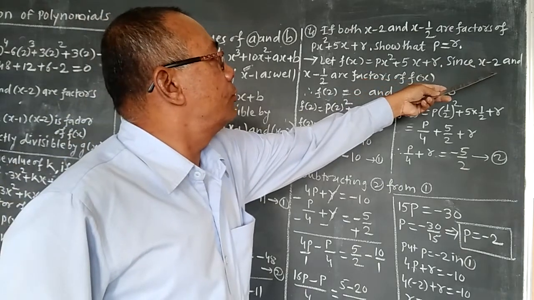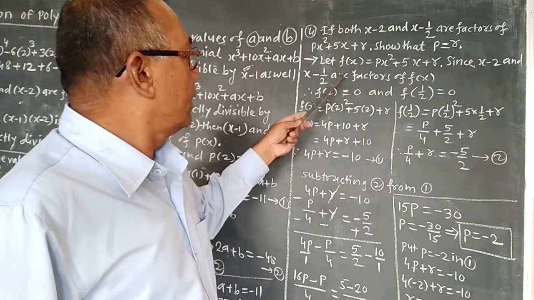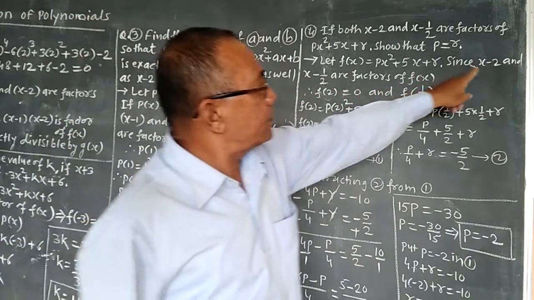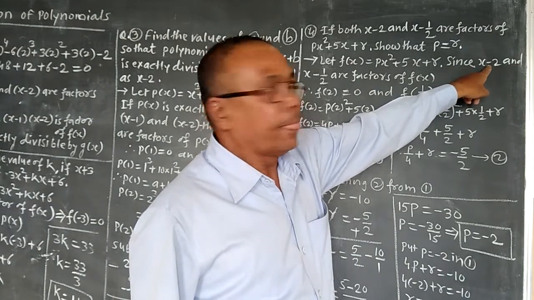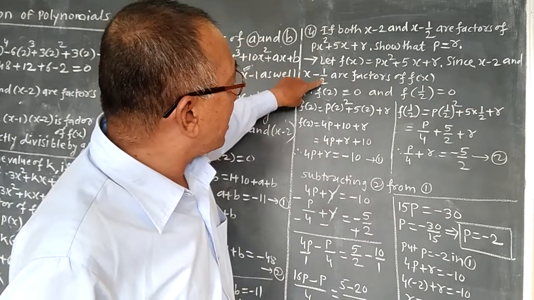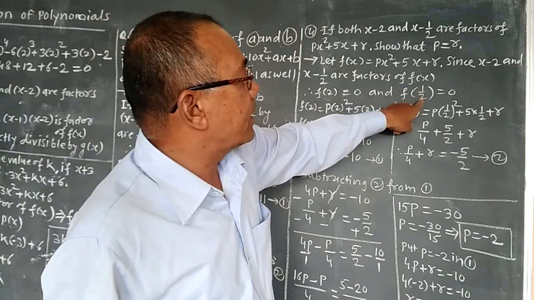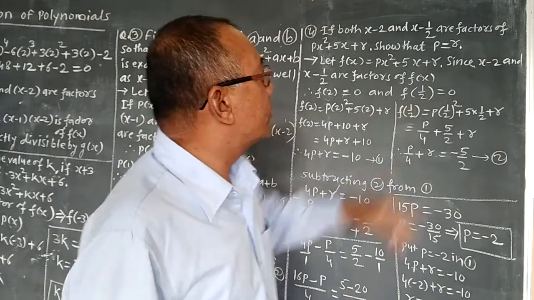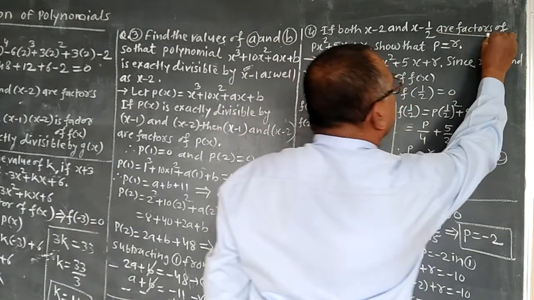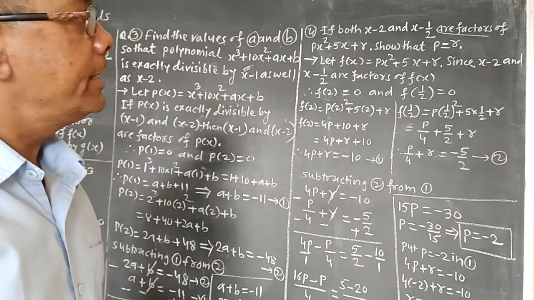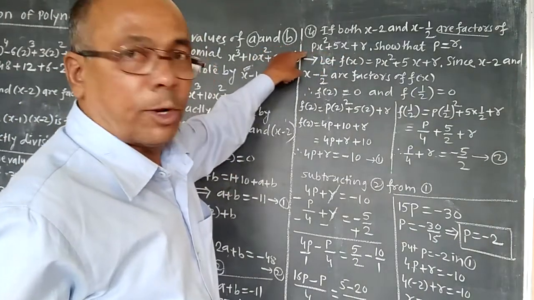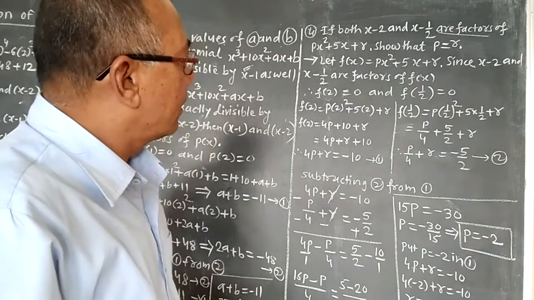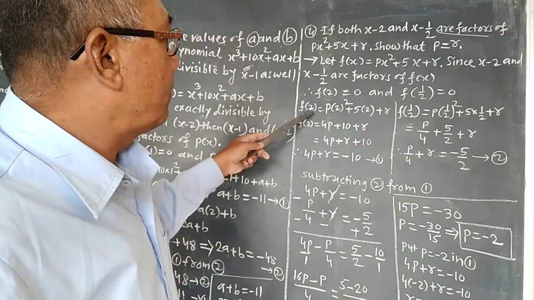Since x minus 2 and x minus 1 upon 2 are factors of f(x), then f of 2, because minus 2 is there so we will take plus 2, and here x minus 1 half, so we will get f of plus 1 half. So f of 2 is equal to 0 and f of 1 half is equal to 0, because it is given that both are the factors of this polynomial.